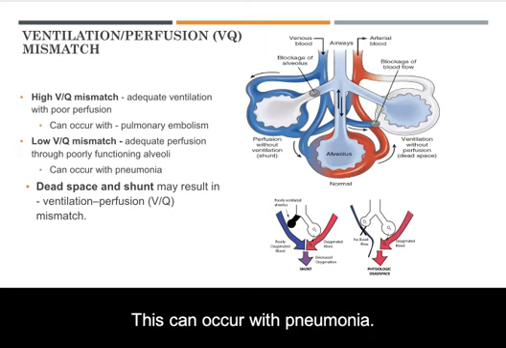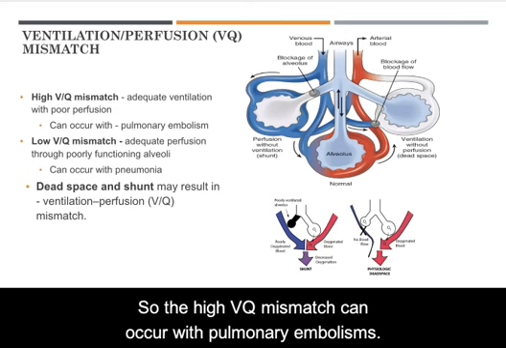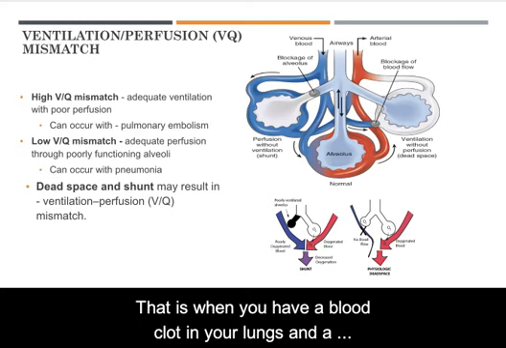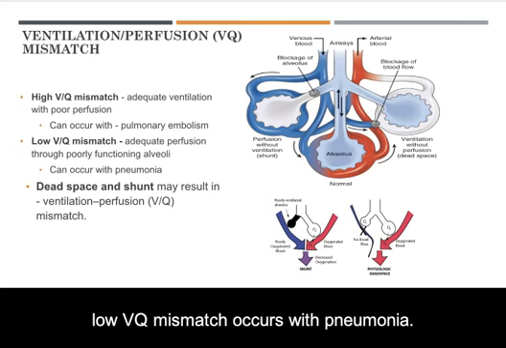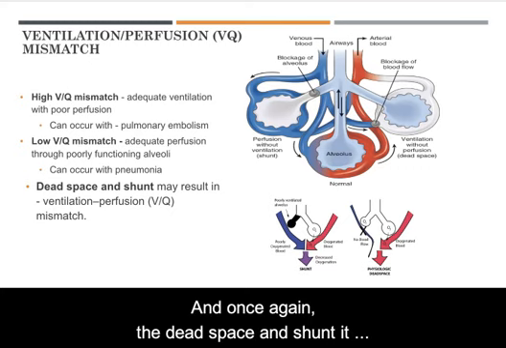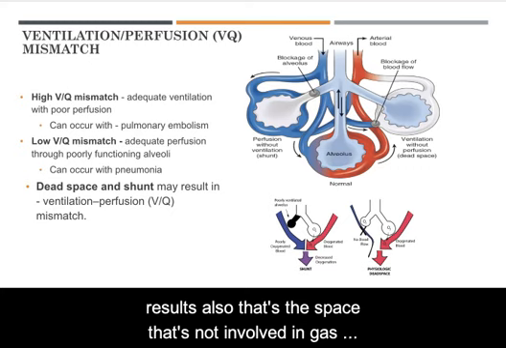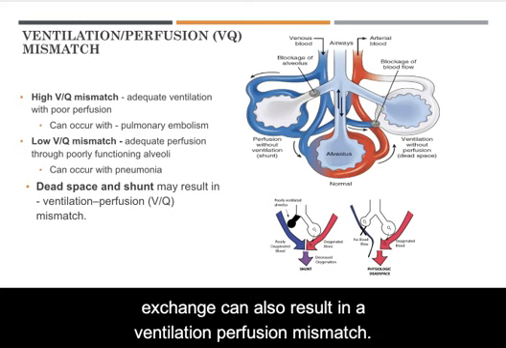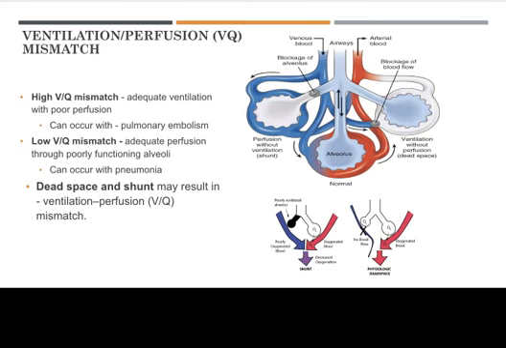This can occur with pneumonia. So the high VQ mismatch can occur with pulmonary embolisms. That is when you have a blood clot in your lungs. And a low VQ mismatch occurs with pneumonia. And once again, dead space and shunt, the space that's not involved in gas exchange, can also result in a ventilation perfusion mismatch.